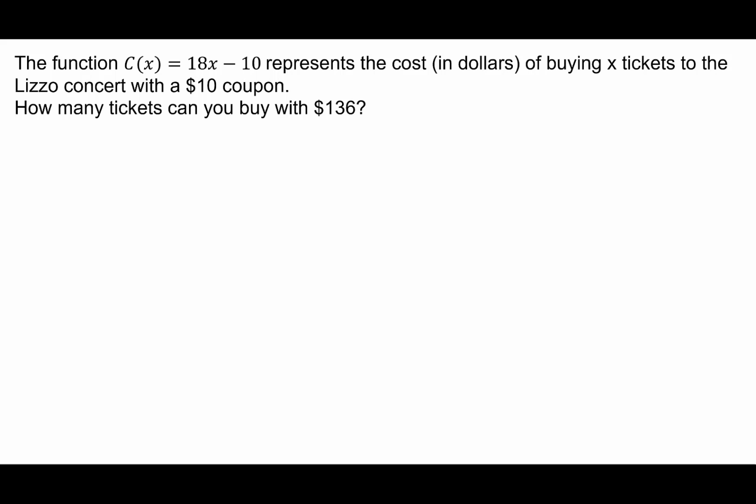We'll look at this same kind of function, but this time, how many tickets can I buy with $136? So they're asking how many. Do we know our x? We don't. So what this right here is my c of x. It's my y value. It's my total amount that I am going to spend. So in my function, I am going to replace my c of x with 136. And I can solve that.